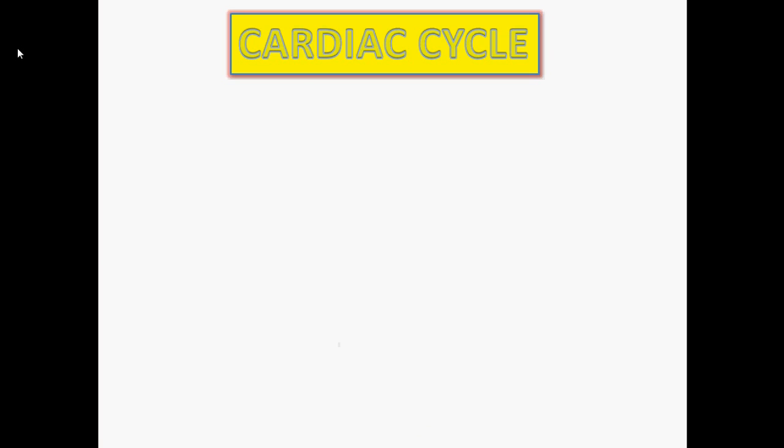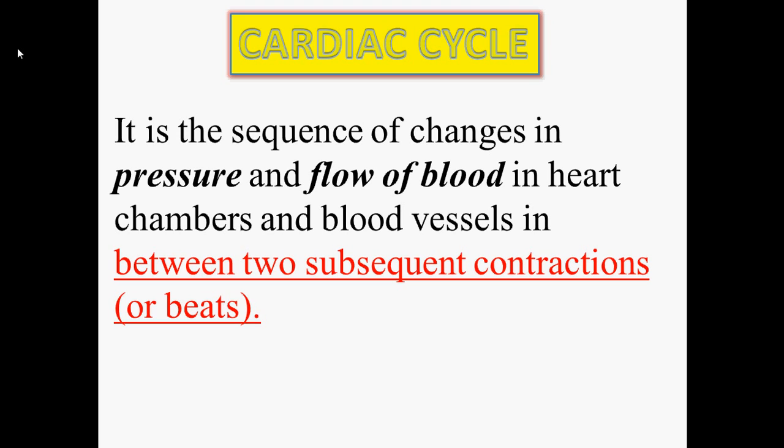So what exactly is the cardiac cycle? It is the sequence of changes in pressure and flow of the blood in heart chambers and blood vessels in between two subsequent contractions, or between two heartbeats. So here we have to know about the changes in the pressure and the flow of the blood, not only in the heart chambers as well as in the blood vessels between two subsequent cardiac beats or two subsequent cardiac contractions. That is what exactly the cardiac cycle is. So the events which are taking place between the two subsequent contractions consist of a cardiac cycle.